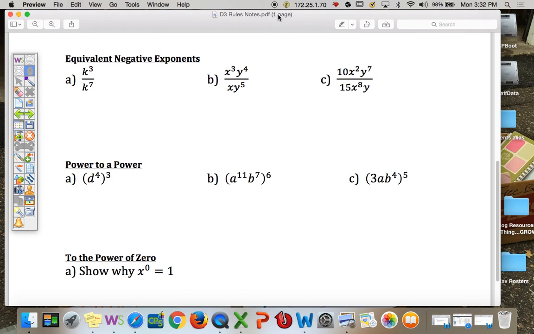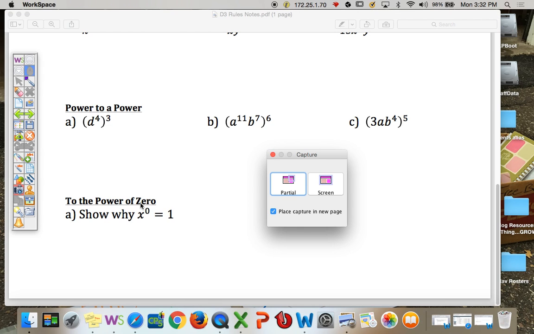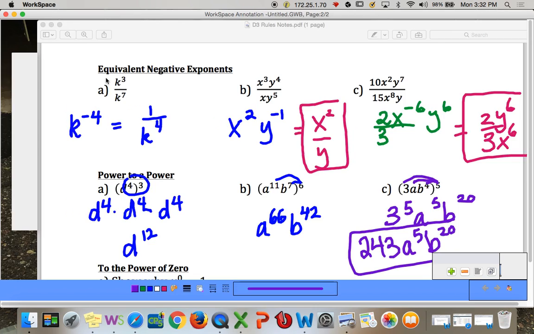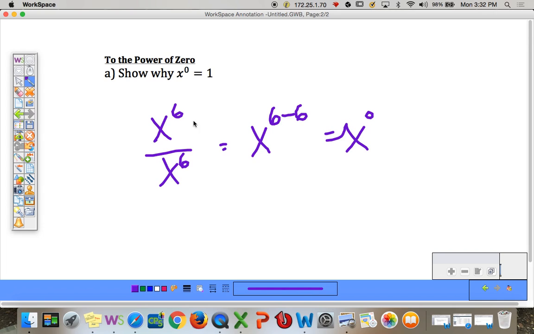And then the power of 0 we looked at yesterday as well. Show why x to the 0 power equals 1. So I'm going to use the rule where if we have, let's say, x to the 6th over x to the 6th, if we have the same base, we subtract the exponents. So this is x to the 0. But what is any number divided by itself? That's 1. So if we skip right from this step to this step, we've shown that x to the 0 equals 1, because it's really from taking any number dividing by itself.